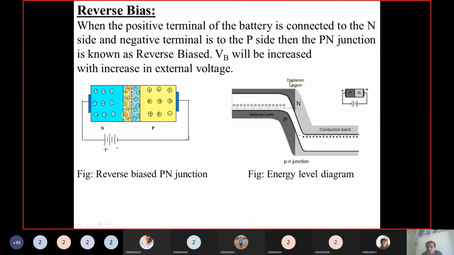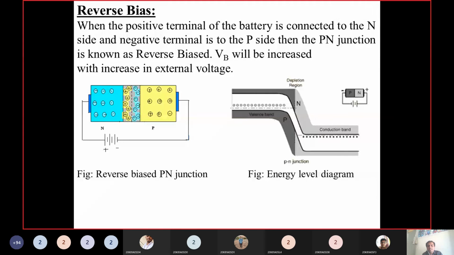That's why the PN junction diode acts like a switch. In forward bias, it acts as a conductor. In reverse bias, it acts as an insulator. That means if you switch on, that is forward bias, and if you switch off, that is reverse bias. That's why the PN junction acts like a switch. So this is about the forward bias and reverse bias.